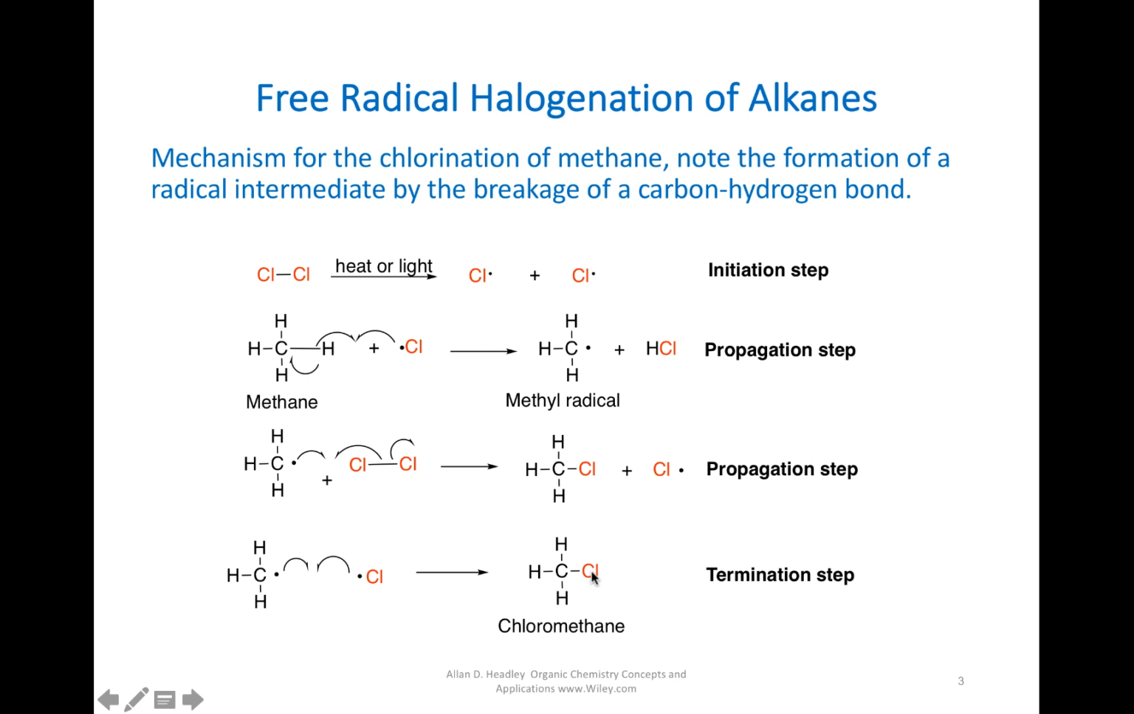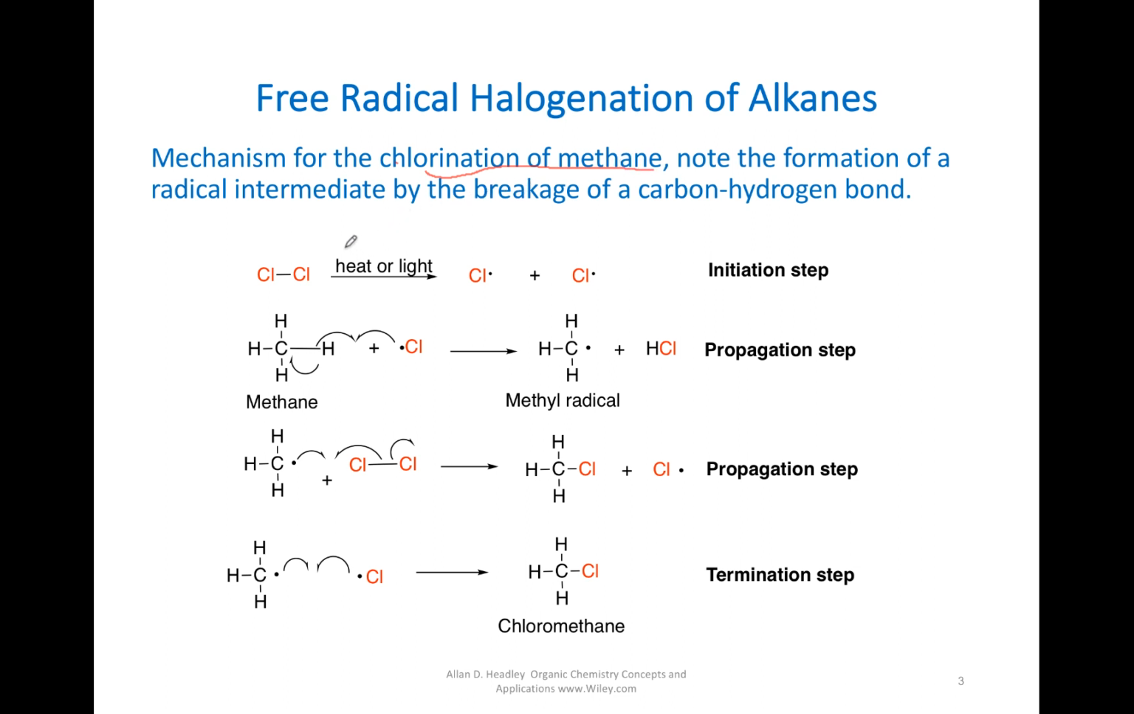Let us look at the mechanism, because as you know, the mechanism is an important aspect of organic chemistry. Why? Because a lot of times we carry out a reaction and we get unexpected products. We get, in addition to our target molecule, unexpected products. One way of understanding the source of unexpected products is by knowing the mechanism. So let's look at the mechanism for the chlorination of methane.